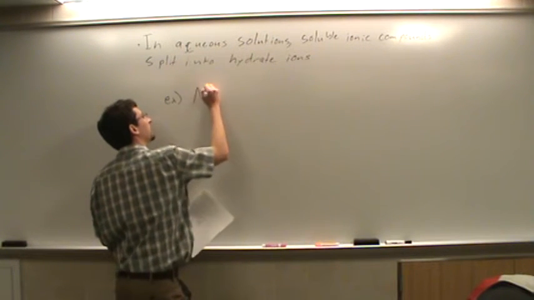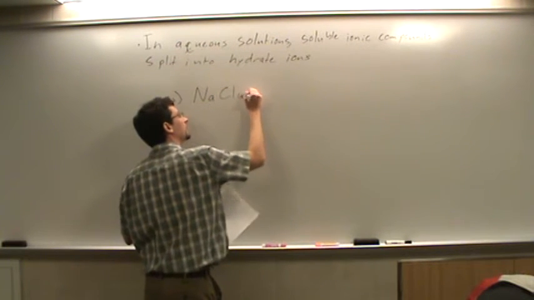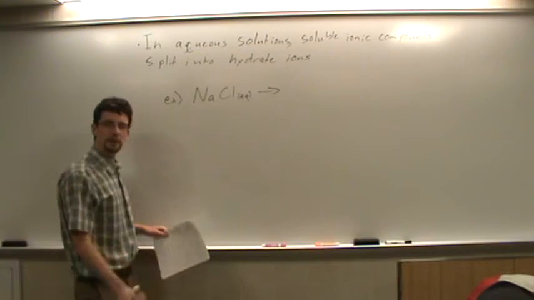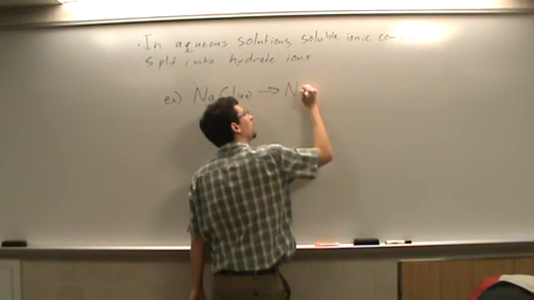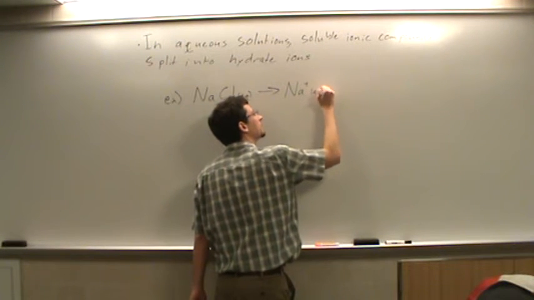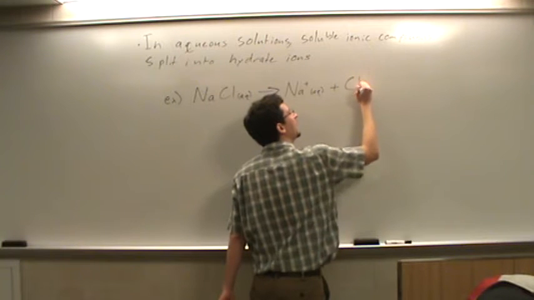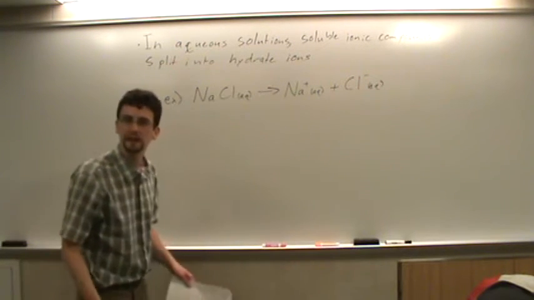Example, if we consider sodium chloride in an aqueous solution, we can really think of it as solubilized sodium ions that have a +1 charge from our oxidation state rules, aqueous, and chloride anions that have a -1 charge, which again we know from our oxidation state rules.